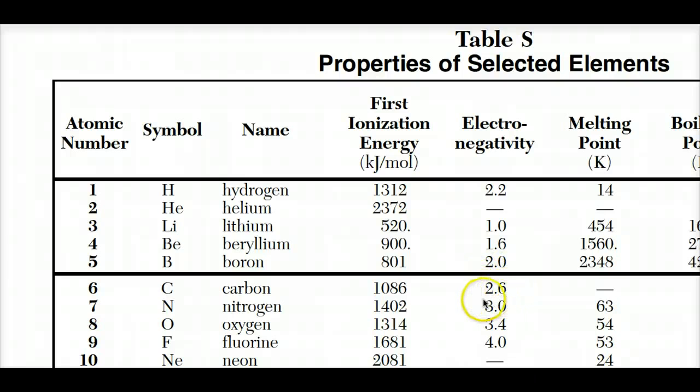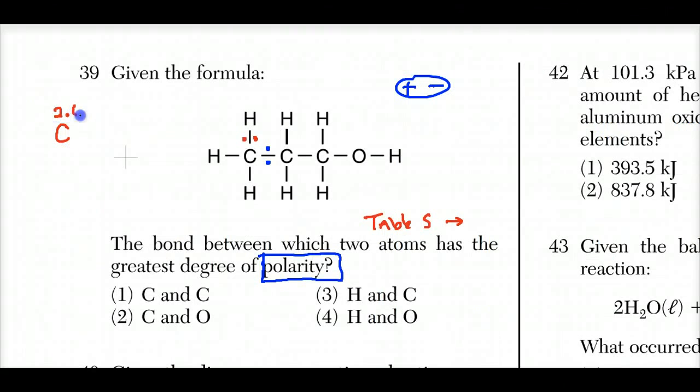Then we have nitrogen at 3.0, but we don't have nitrogen in our problem. We have oxygen, which is, in this case, 3.4. So 3.4 is the electronegativity of the oxygen, 2.6 is the carbon, and 2.2 is the hydrogen. This tells me what kind of strength each atom has for a pair of electrons. As you notice, carbon being 2.6 and hydrogen being 2.2, carbon pulls this pair closer, slightly polar.